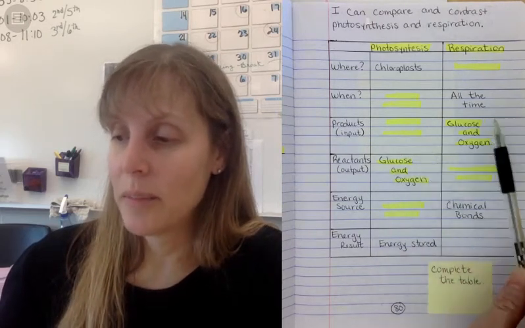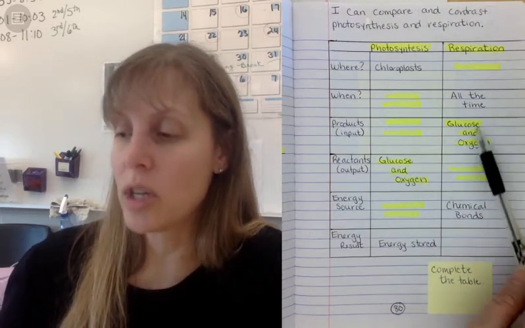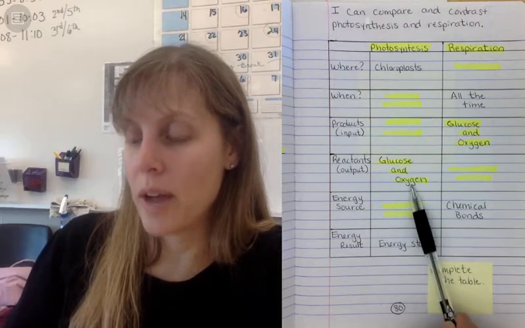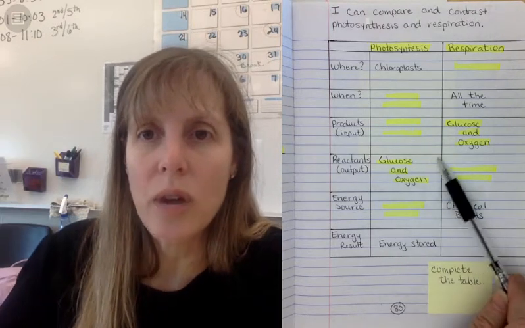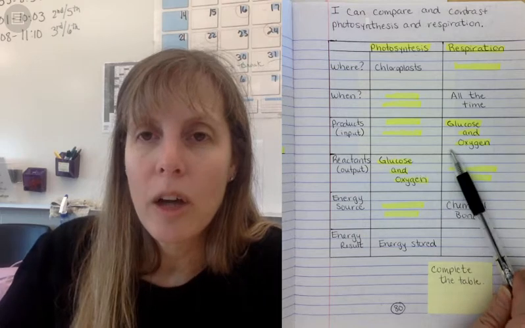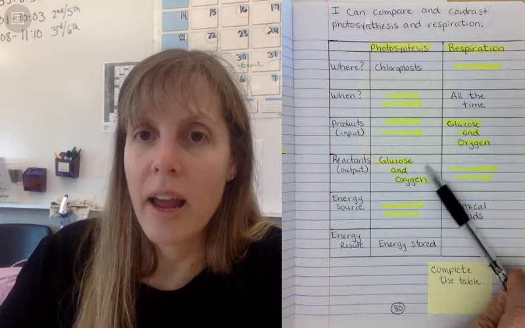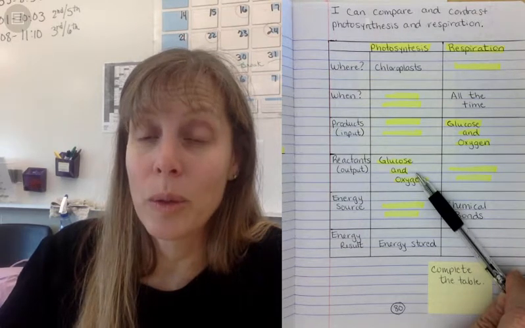All right, when does it happen? When does photosynthesis happen? Respiration happens all the time. Photosynthesis doesn't. There are products, like what starts photosynthesis and what starts respiration. Respiration needs glucose and oxygen to get started. What comes out of photosynthesis? Well, glucose and oxygen. Whoa, do you guys see this right here? Look at this. Glucose and oxygen come out of photosynthesis, and they are the beginning of respiration.